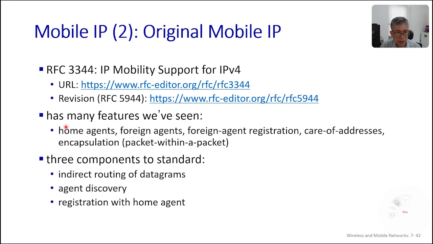This mobile IP has many features we've seen: home agent, foreign agent, registration, care-of addresses, and encapsulation, a packet within a packet. This is encapsulation, right? An IP packet contains an inner IP packet, for tunneling. There are three components to the standard: indirect routing of datagrams, agent discovery, and registration with the home agent.